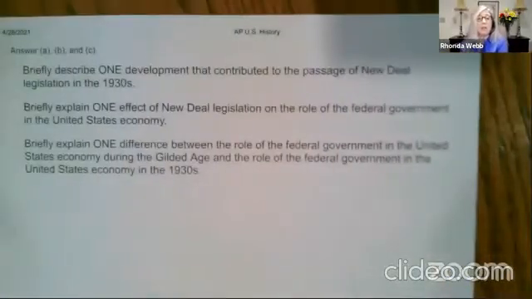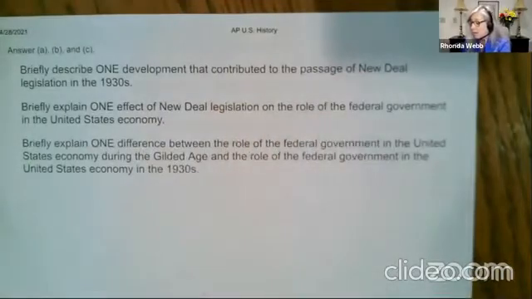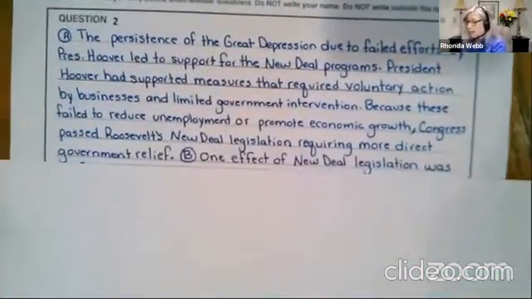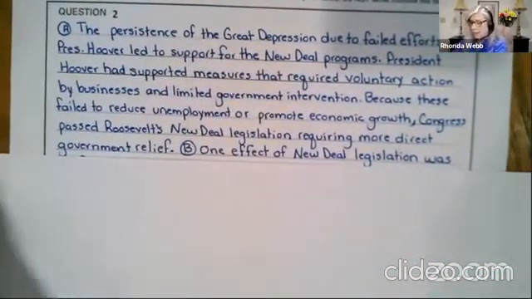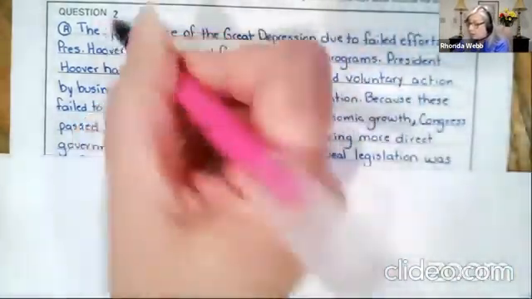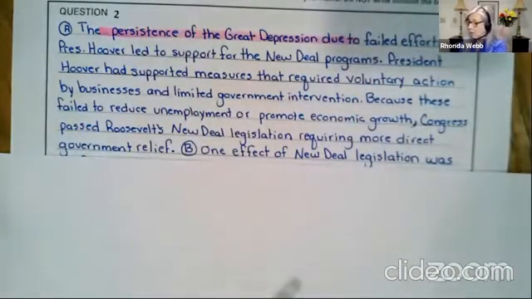All right, the next question, we already looked at the questions, but let me remind you of them. We're talking about causes and effects of the New Deal and comparing it to the Gilded Age. All right, so if we look at my answer here, looking at the cause of the New Deal, the persistence of the Great Depression is what this student has said caused the New Deal.